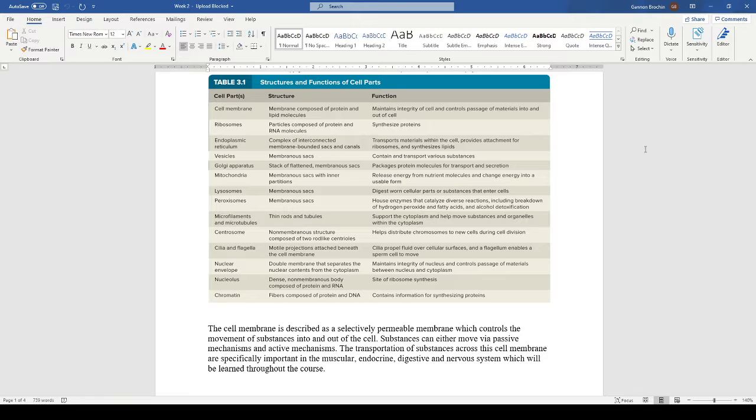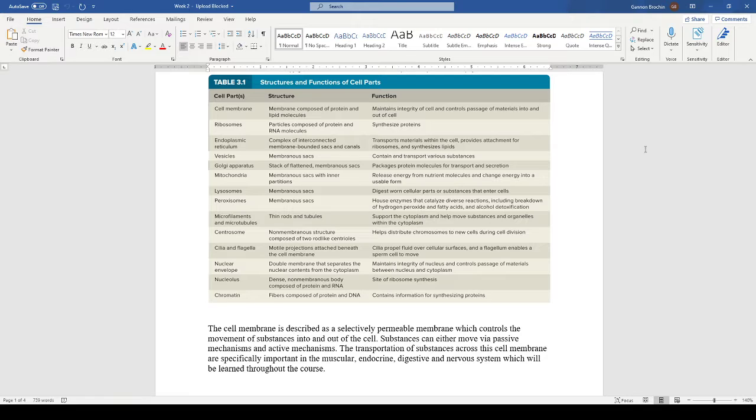So sometimes chaperone proteins are attached. Those are proteins that help make sure that the packaged protein's going where it needs to go. You can kind of think of the Golgi apparatus as the post office for the cell.